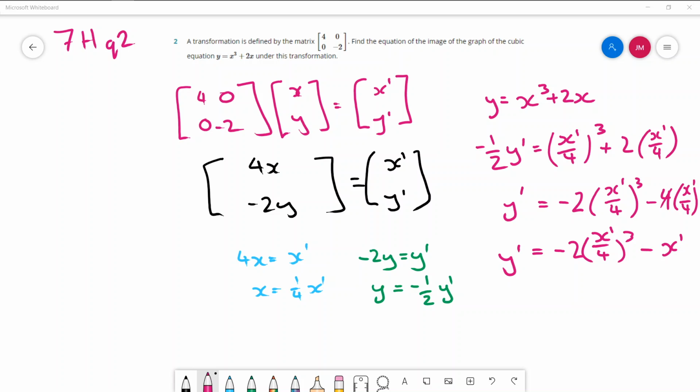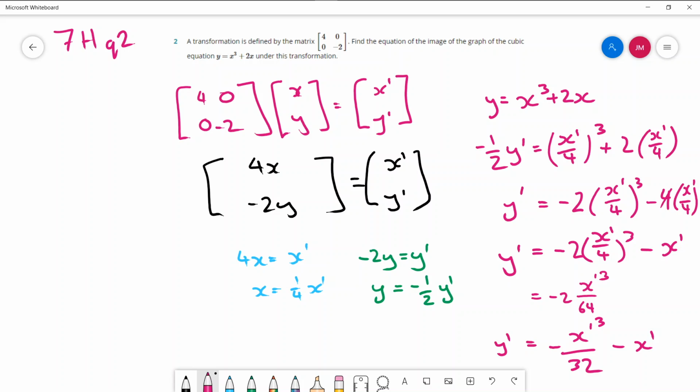And the last step, if we can tidy this up a little bit more, we could expand those out. So 4 cubed would be 64. So that's on 64, we get x dash cubed on 64, and that's times by negative 2, which would give us negative x dash cubed on 32, and minus our x dash.